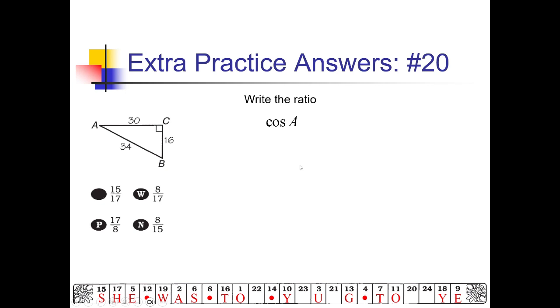For cosine of A, adjacent over hypotenuse, we've got adjacent side 30 over hypotenuse 34. And again, we can reduce that by 2. So that's going to be 15 over 17, which is right here. That's a blank going in spot 20 all the way over here. And then finally, we'll end this set of 3 with tan of A, opposite over adjacent. So we have opposite side 16 over adjacent side 30. And that's reducible by 2, so 8 over 15, which is going to be N going in spot 21 right there.